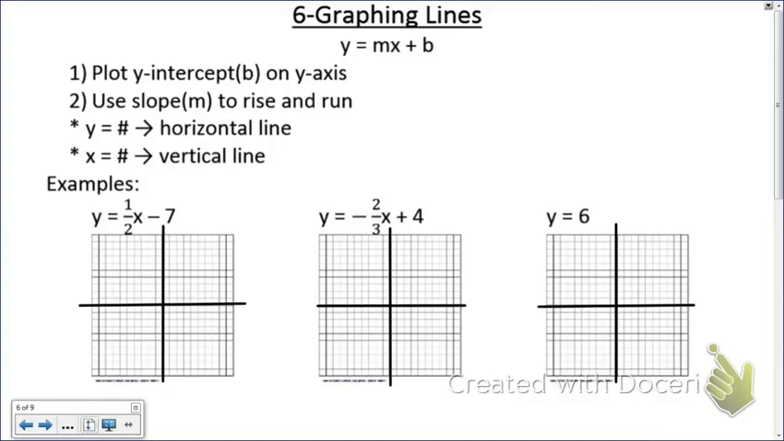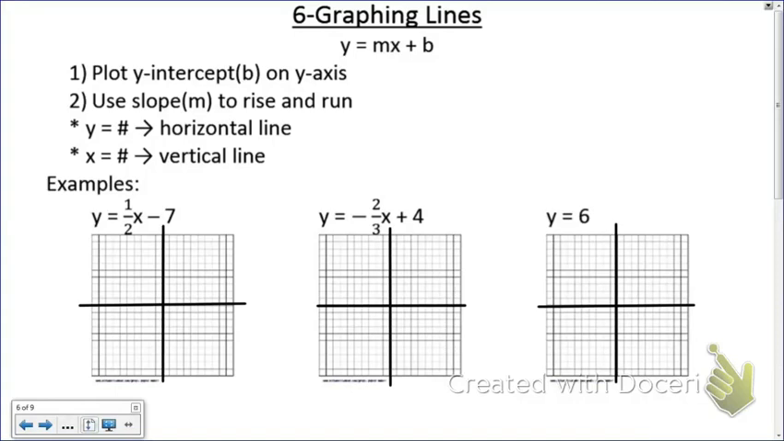and run. Also keep in mind that if we have y equals just a number, this is going to be a horizontal line that will cross the y-axis at that value. If we have x equals a number, then that is going to be a vertical line that will only cross the x-axis at that value. Let's look at our examples.